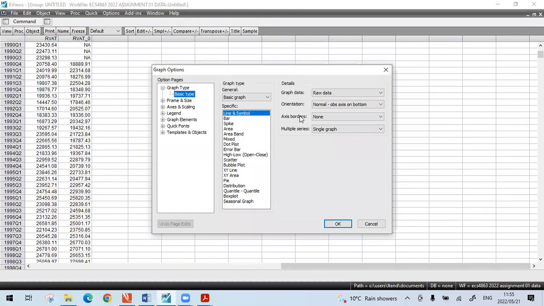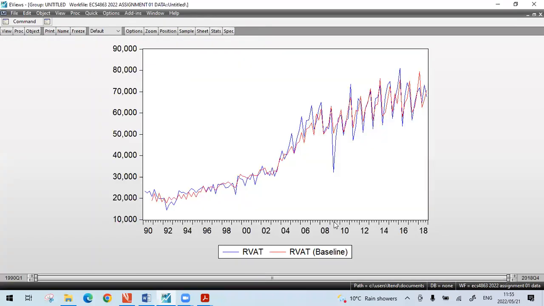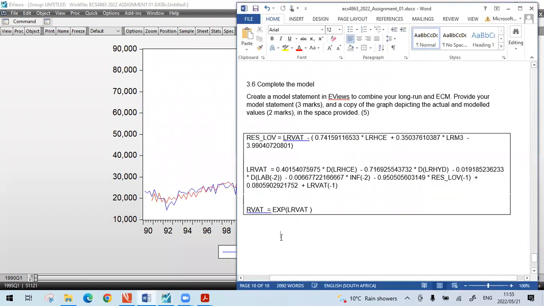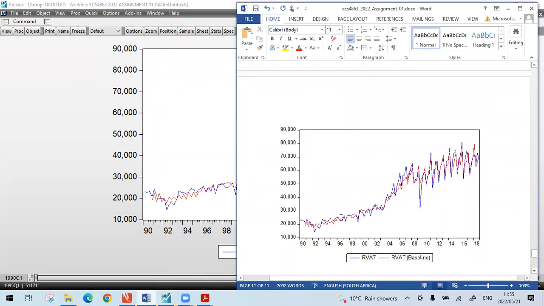Next week, we are going to do this in detail in class. You click on OK. This is the graph. The blue one is the actual. The red one I can see is the modeled? Or is the other way around? Okay, yes, it's the other way around. So we copy this, they want this graph, we paste it here. That was the graph.